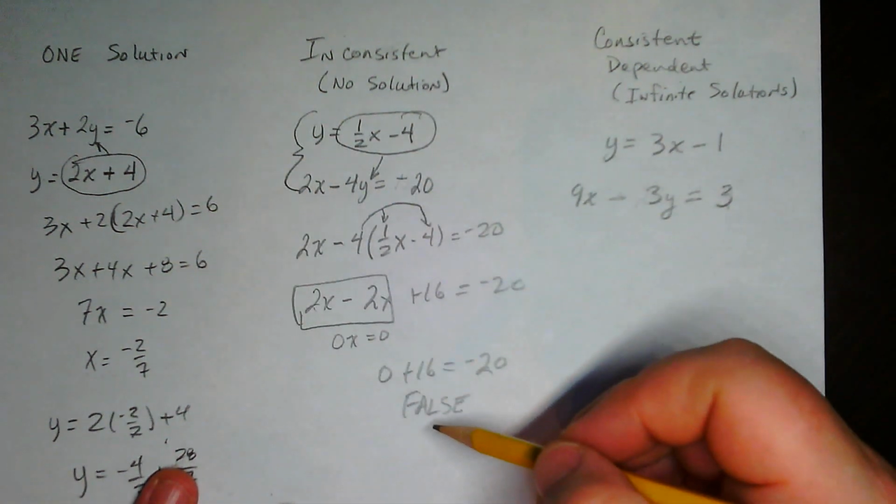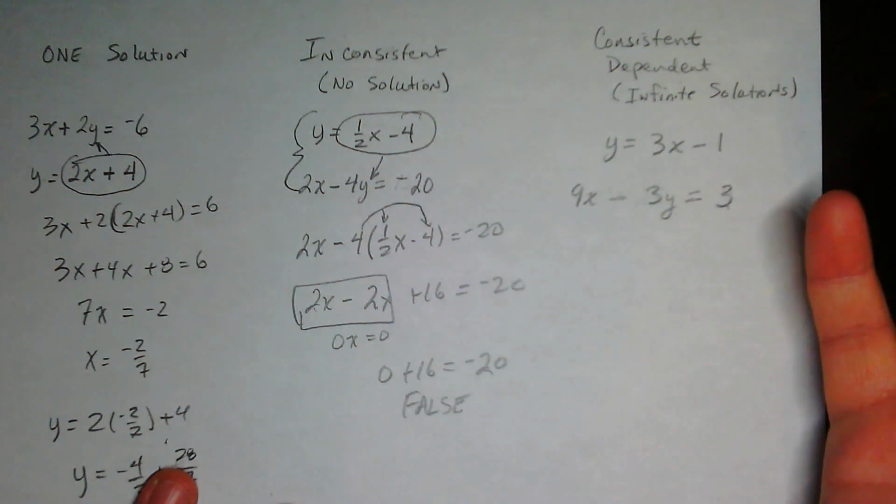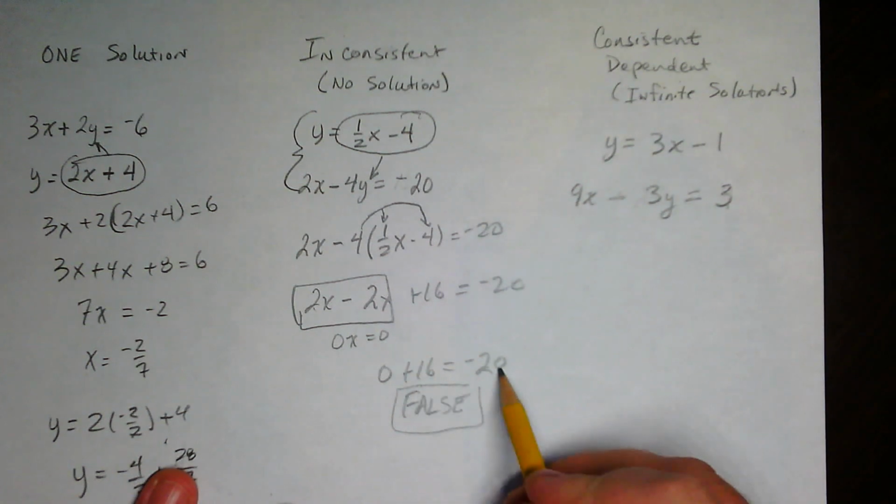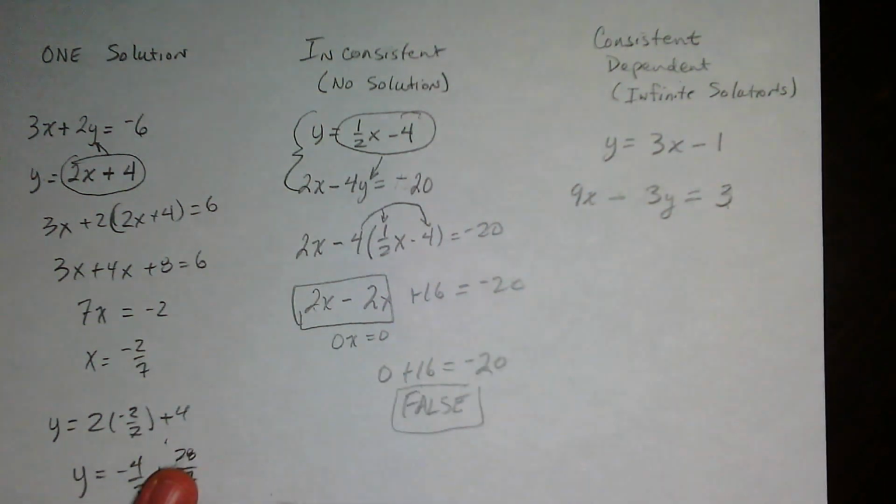These two lines are inconsistent. It turns out that they're parallel. There's no solution. They never ever cross. That's what it looks like. You end up with a number equals a different number that's not true, and that's what it means.